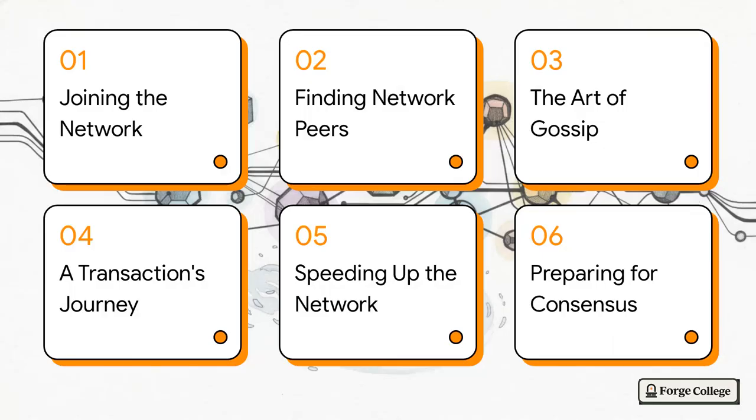Think of today's explainer as an engineering schematic, a blueprint, really, for our decentralized gossip machine. We'll be covering joining the Bitcoin network, finding network peers, the art of gossip, a transaction's journey, speeding up the network, and finally, preparing for consensus.